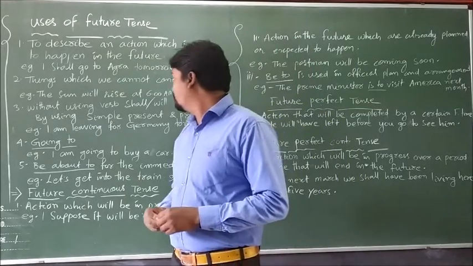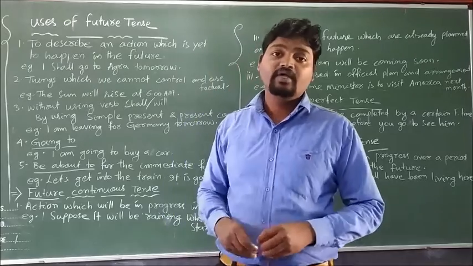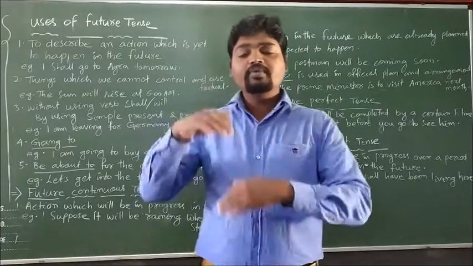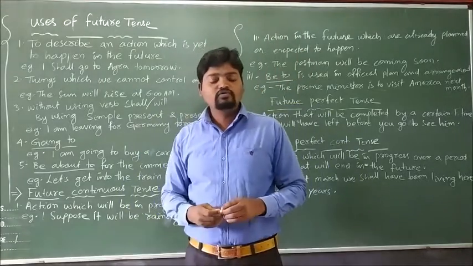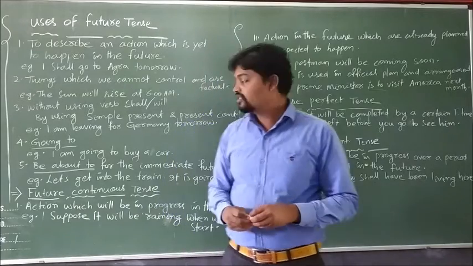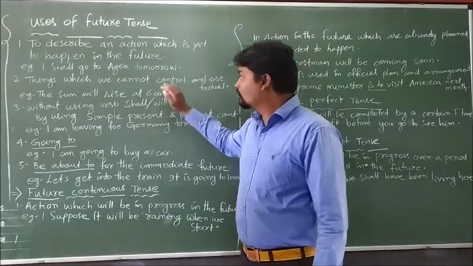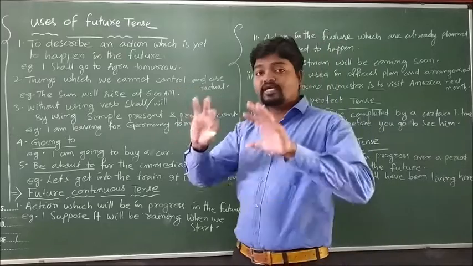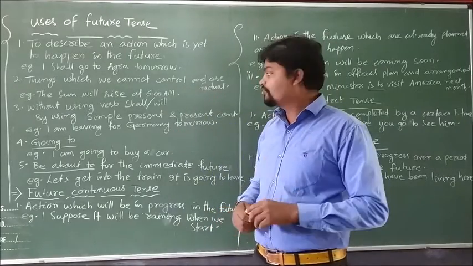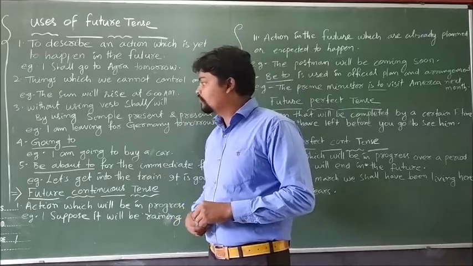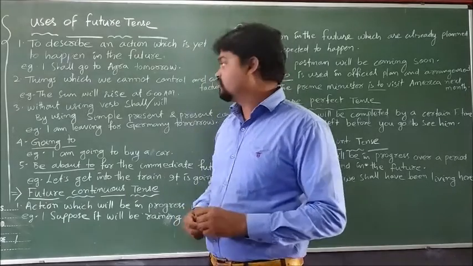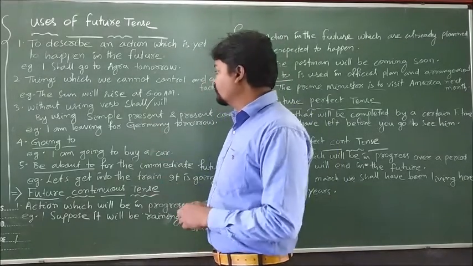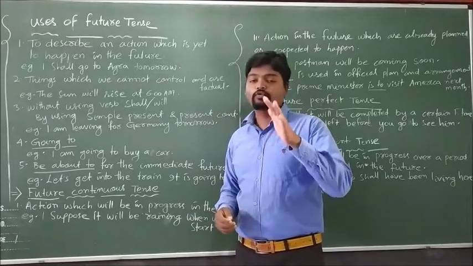Example, the sun will rise at 6 a.m. Can we control it? Can we maybe postpone it to 7 o'clock or 8 o'clock? We can't do it, right? The actions or the things which cannot be controlled or are factual, in that sense we use simple future tense, right? Next, without using both shall and will.